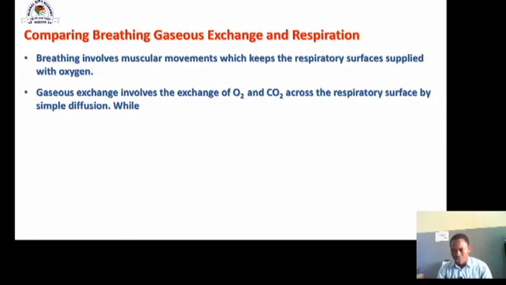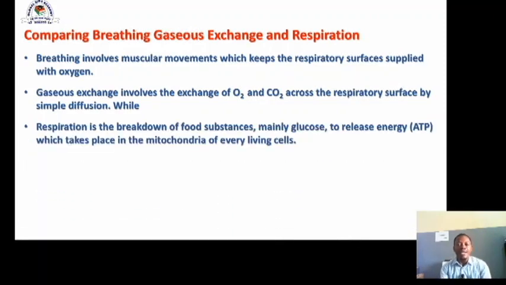So the two gases that are involved majorly in respiration are oxygen, which we need and inhale, and then the byproduct or waste product that needs to be expelled from our body, which is carbon dioxide. So when oxygen moves in and carbon dioxide goes out by simple diffusion, that is what we mean by gaseous exchange.